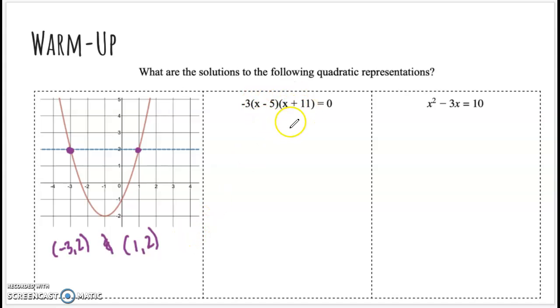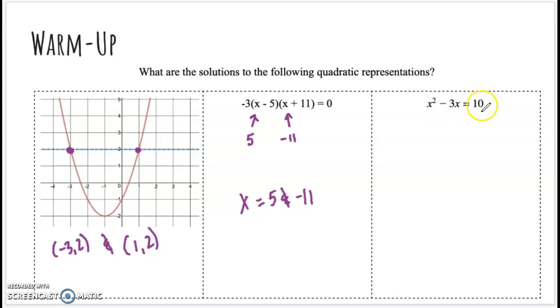Okay, over here next we've got this factored form, -3 times x minus 5 times x plus 11. So we can use that zero product property. And I know the number that plugs into x here that will make this factor 0 is 5. And the number that's going to plug in here that's going to make the second factor 0 is going to be -11. Notice I don't really have to do much with this first factor because there's not a variable there. -3 is just never going to equal 0. There's no way to make that happen, right? So my solutions here would be x equals 5 and -11.